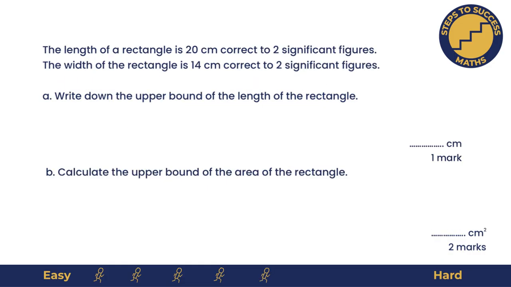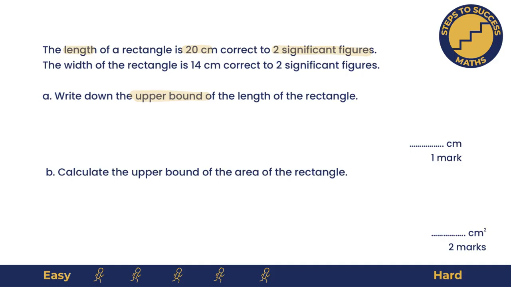The length of a rectangle is 20 centimetres, correct to two significant figures. The width of the rectangle is 14 centimetres, correct to two significant figures. Write down the upper bound of the length of the rectangle. Okay, so the length of the rectangle is 20 centimetres, correct to two significant figures. What does two significant figures mean? It means you've got to use two numbers and any number of zeros.